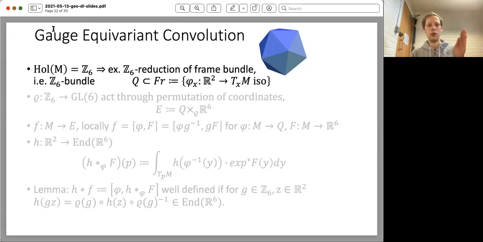So as I said, in this case, we have that the holonomy group is Z6. So by some general principal bundle theory, if the holonomy group is Z6, that means there exists a reduction of the frame bundle to this structure group. The frame bundle is the set of all isomorphisms from R2 to one of the tangent spaces. So for each point, you have a bunch of isomorphisms, and then you throw all of these isomorphisms together, then you get the frame bundle. And a reduction is just a subset Q, which is a Z6 bundle.